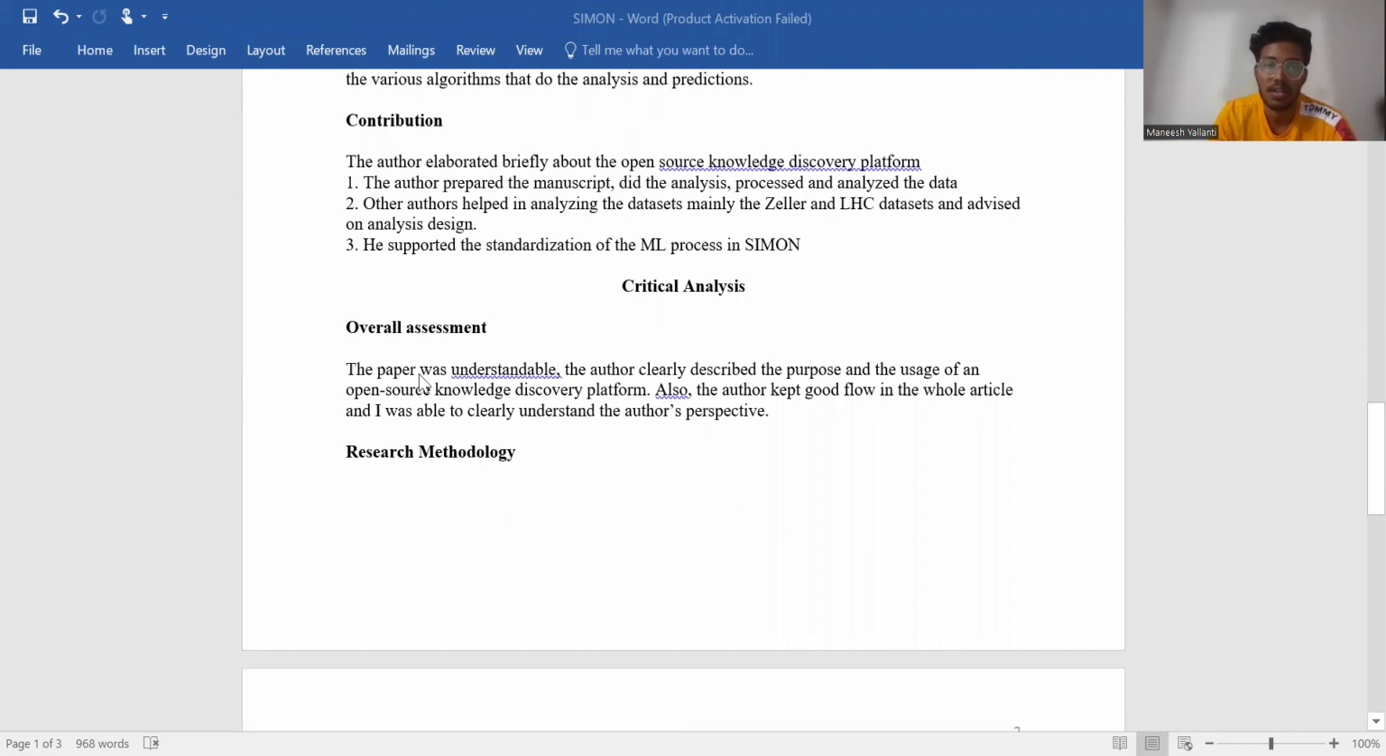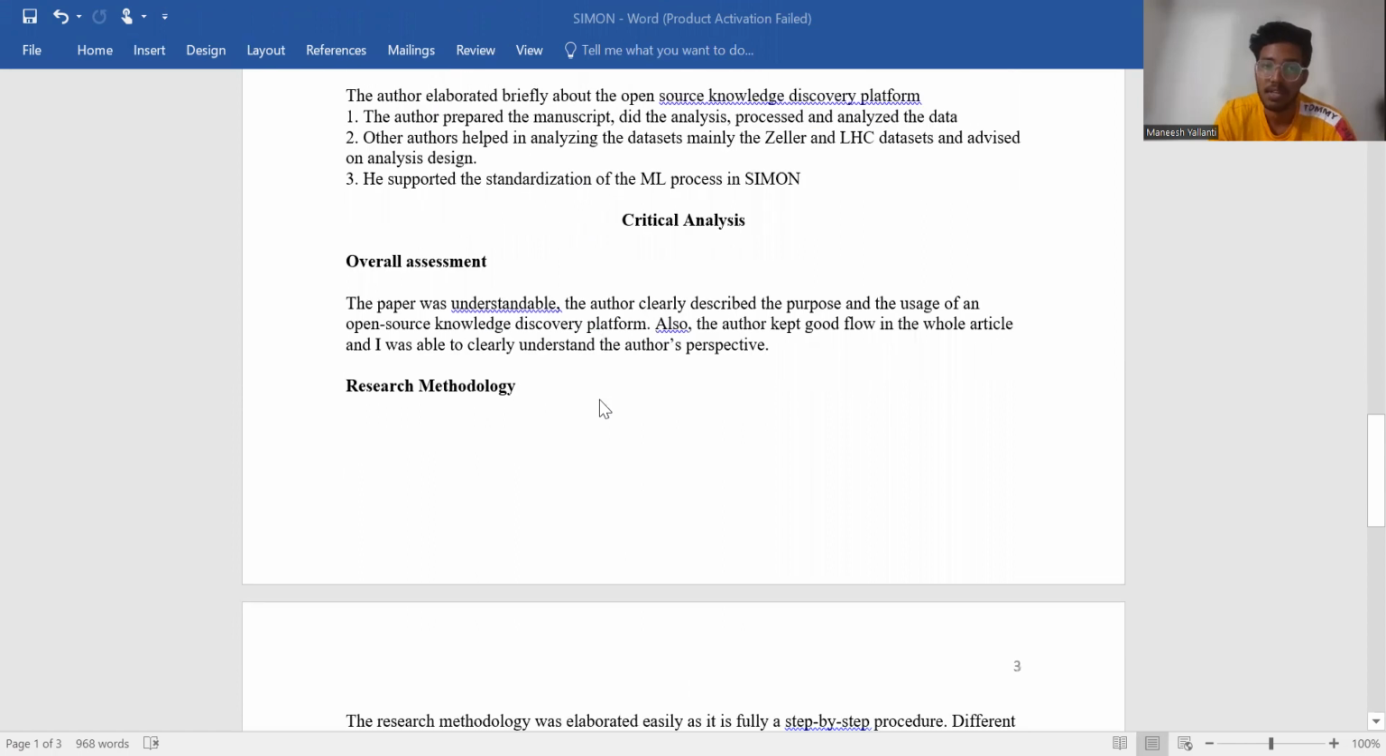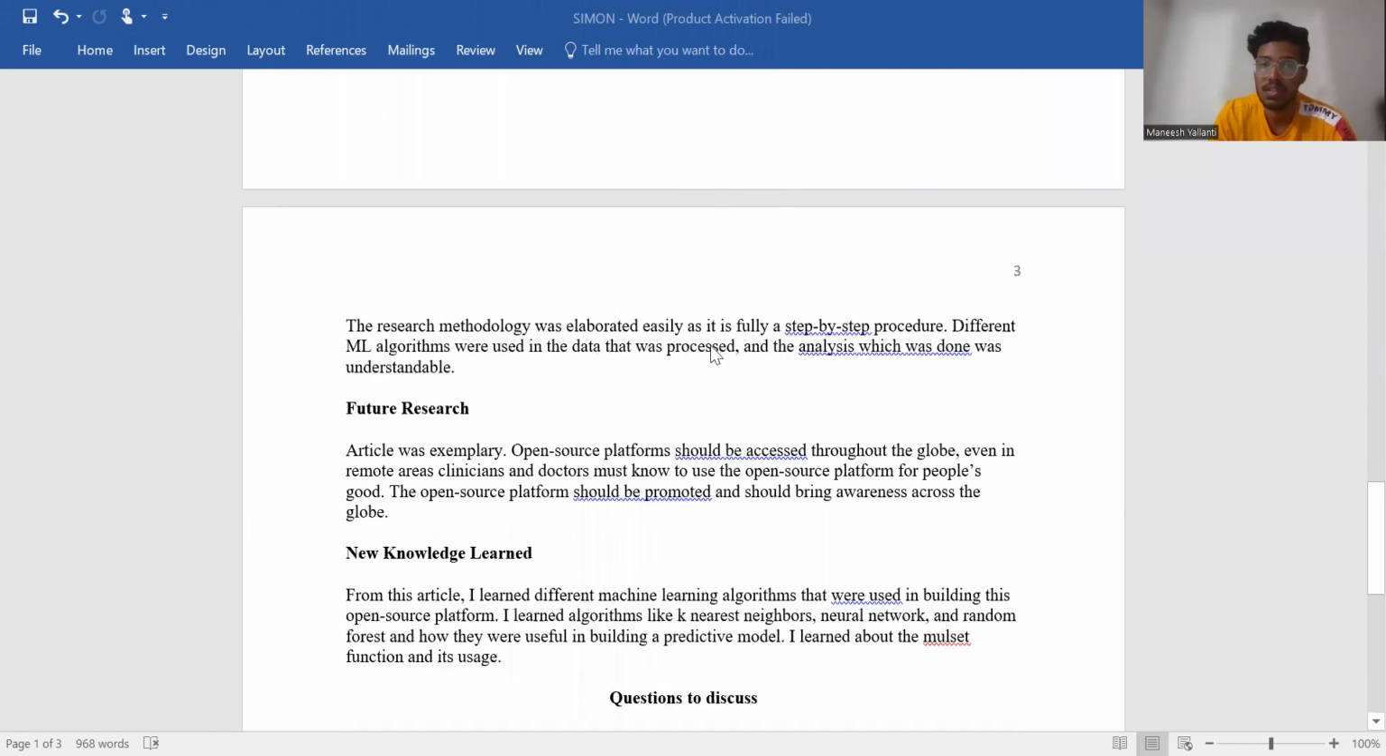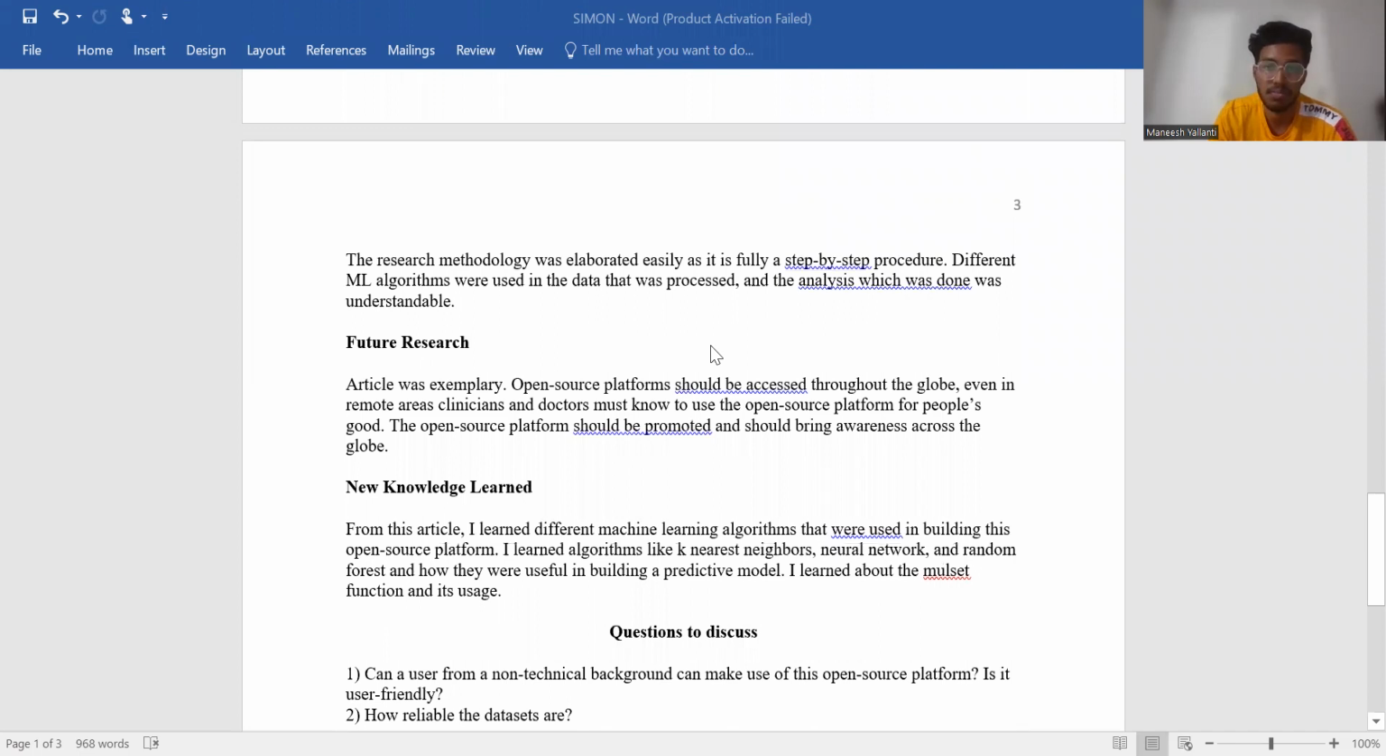Critical analysis, overall assessment. The paper was understandable. The author clearly described the purpose and usage of an open source knowledge discovery platform. Also, the author kept good flow in the whole article, and I was able to clearly understand the author's perspective. Search methodology. The search methodology was elaborated easily as it is fully a step-by-step procedure. Different machine learning algorithms were used in the data that was processed, and the analysis which was done was understandable.